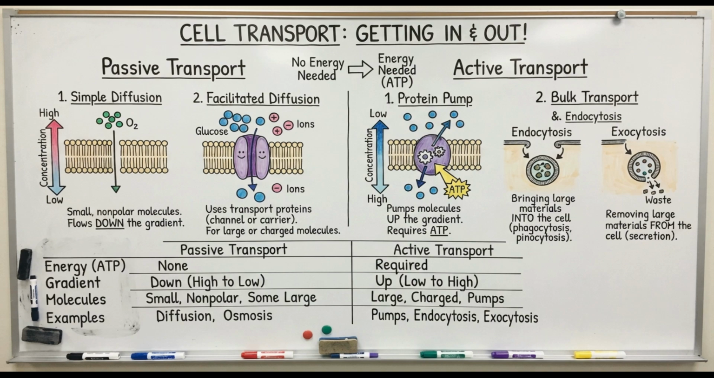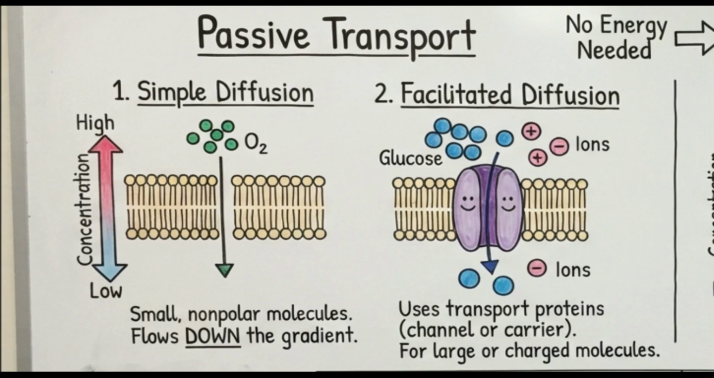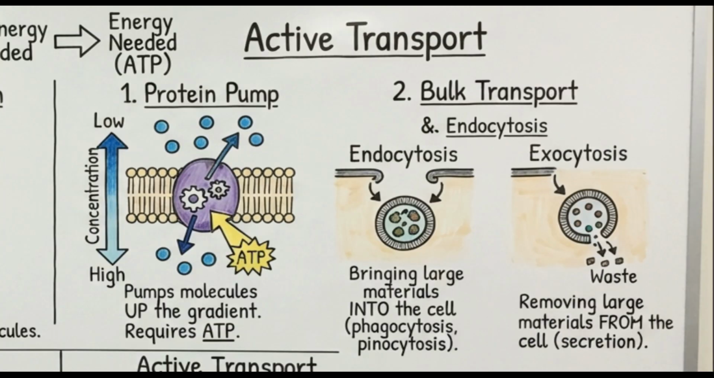Ever wonder how cells manage to get stuff in and out without totally falling apart? Let's break down cell transport. In this video, we simplify the cell membrane's traffic system, covering everything from chill, passive transport like simple and facilitated diffusion to high-energy active transport and protein pumps, all the way to bulk transport like endocytosis and exocytosis.